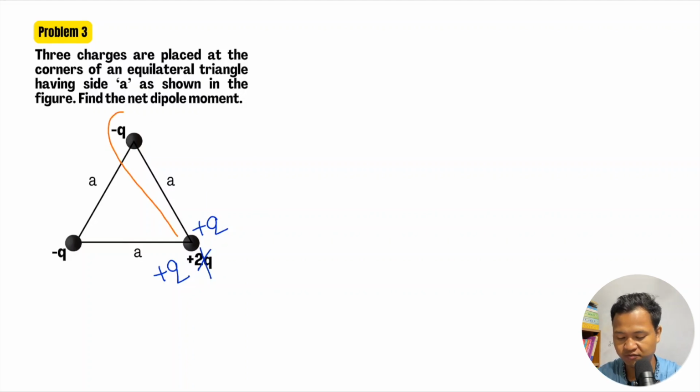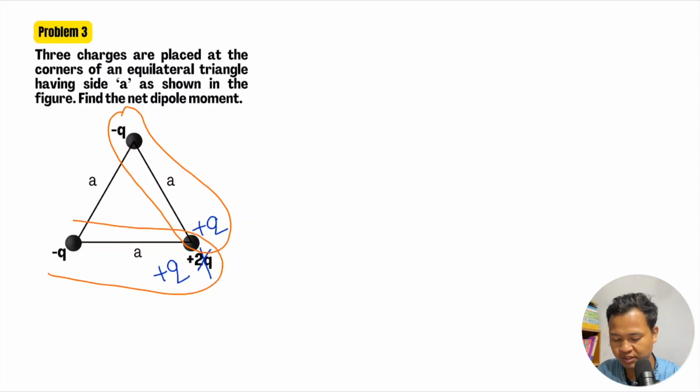So here you will have one dipole, and here you will have another dipole, formed by plus Q and minus Q. So here you'll have one dipole, here you'll have another dipole. How do you draw dipole direction? From negative to positive. Both are P, so along this side I have P and along this side I have another P.